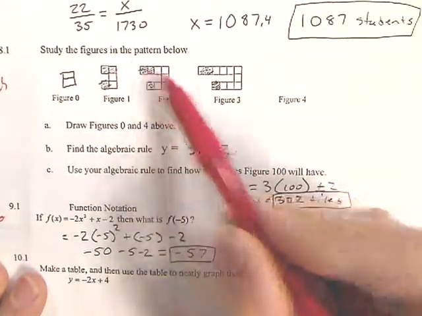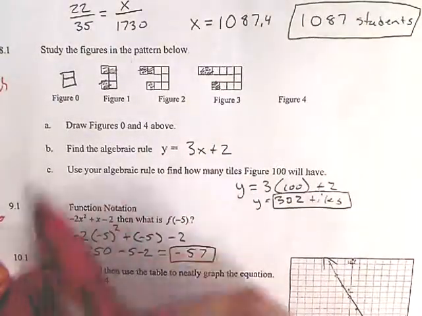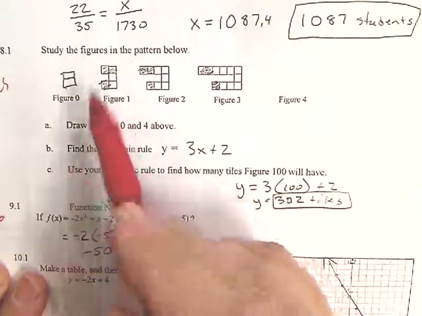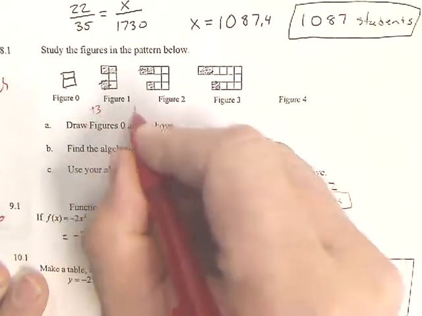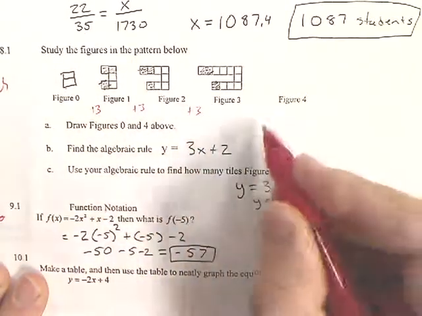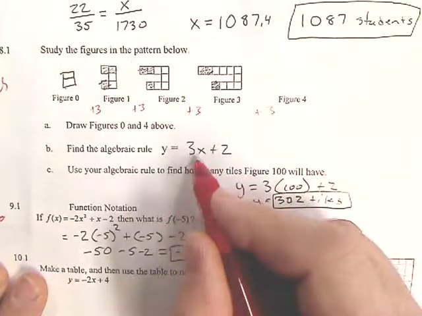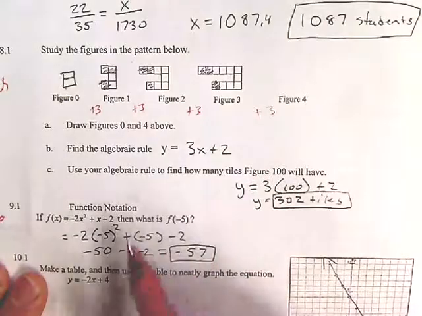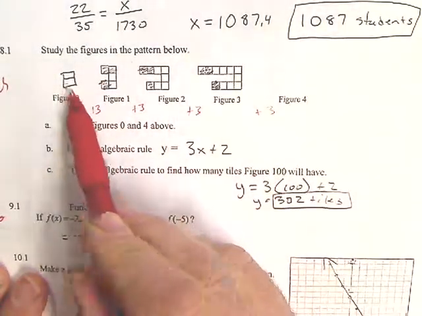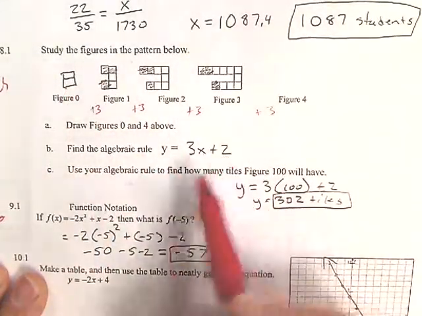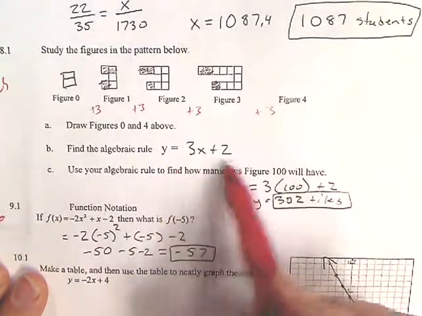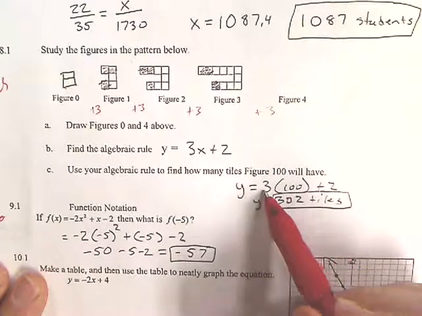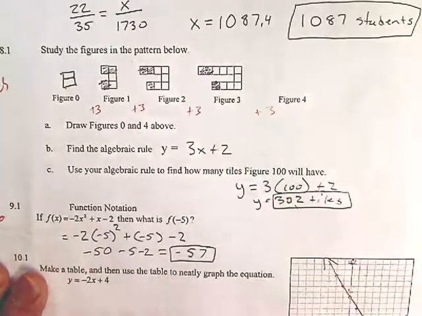Adding 3 little guys each time. So I subtracted those 3 to get back to here. Since I'm adding 3 a bunch of times, that means it's 3x. Because multiplication is adding the same number over and over again. And it started off at 2. And that's where the 2 came from. Use your rule for figure 100. 100 times 3 plus 2. Done.